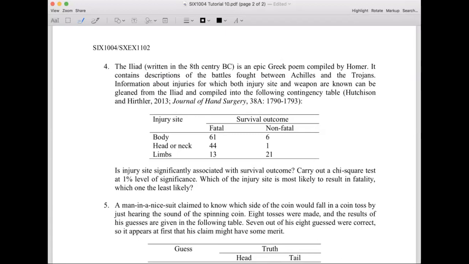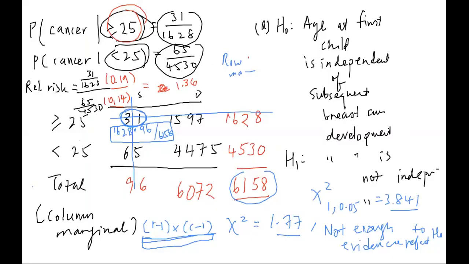And then, which injury site is most likely to result in a fatality, which one less likely? So you basically just calculate the conditional probabilities. So for example, the probability of fatality. I'd better just write on the whiteboard.